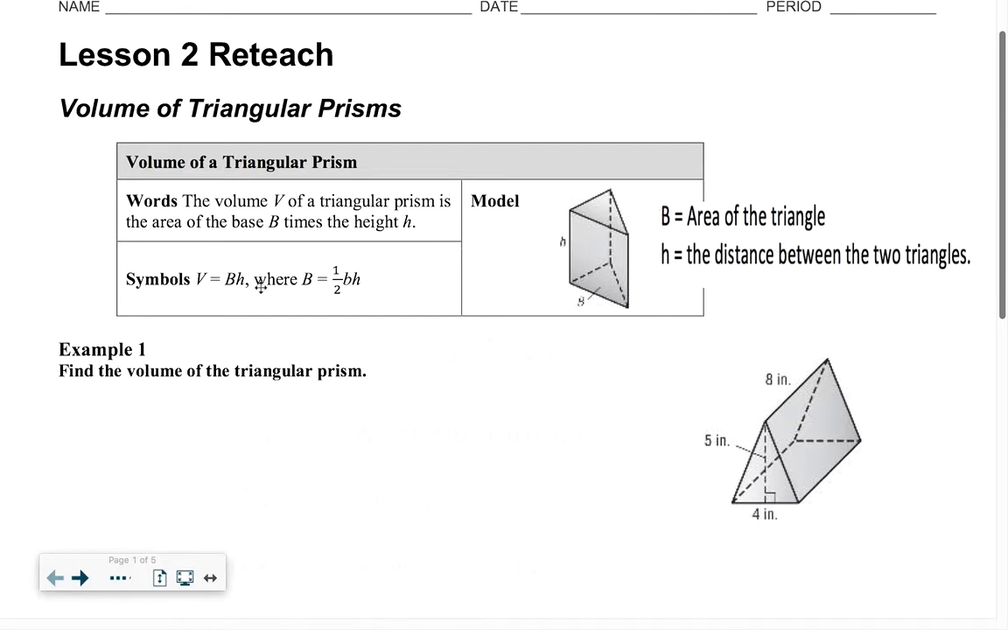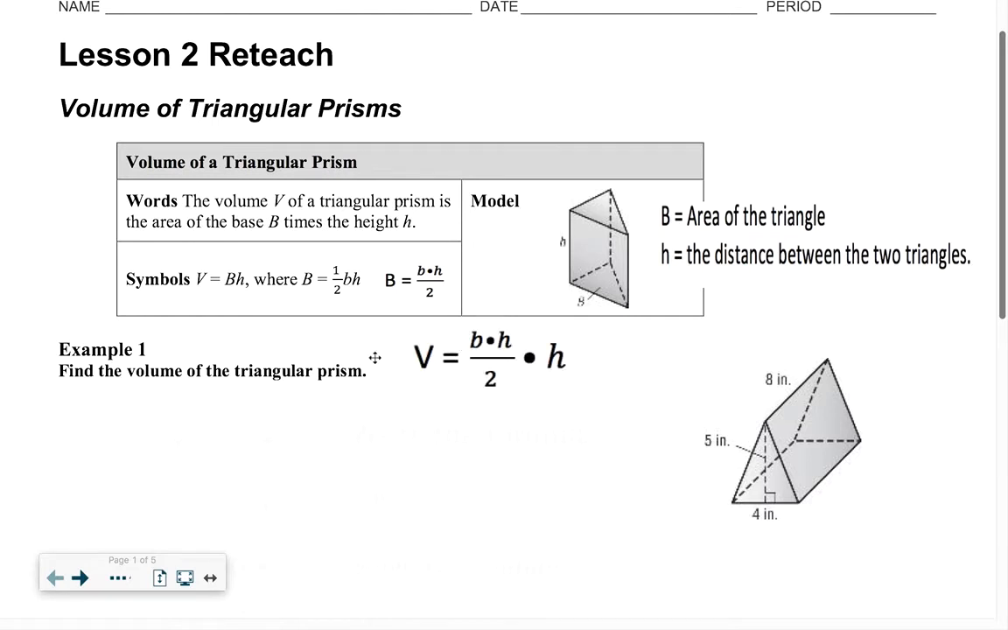Now, if I look back over here, it says where capital B, which is the area of the base, is half times base times height. We sometimes use that formula for finding the area of triangles. However, sometimes we also use this one. So I want you to make sure that you have that one written down as well, where it's base times height divided by 2.